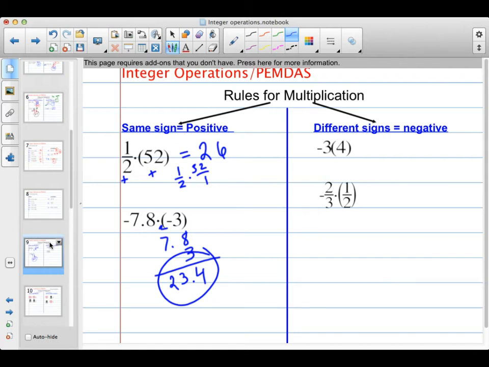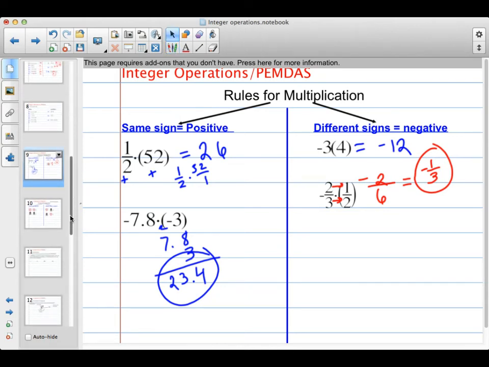Different signs will always be a negative. Okay, if you have two numbers, I should say, that have different signs. If you actually have three, it might be a little bit trickier, but -3 times 4, negative times positive is going to be -12. A fraction one here, if you guys have forgotten how to multiply fractions, it's pretty easy. Just multiply the top times the top and the bottom times the bottom. 2 times 1 is 2. 3 times 2 is 6. This is a negative times a positive, so our answer is negative. And we would never leave our answer as -2/6. We would always simplify down to -1/3. All right, so a quick review of multiplication and the rules for that.